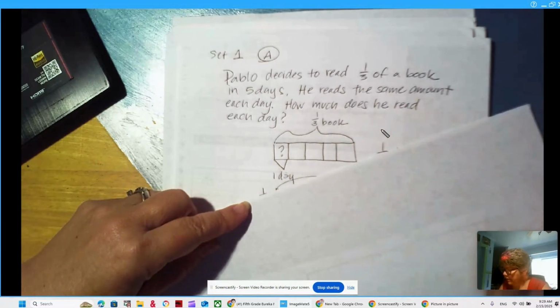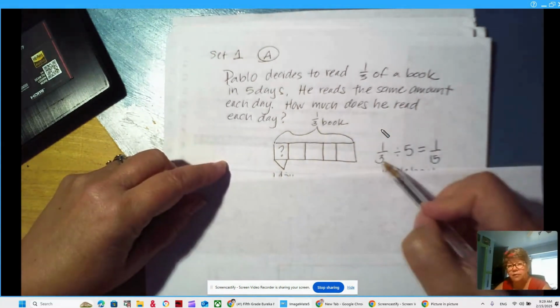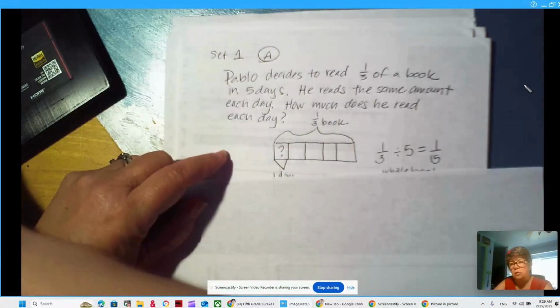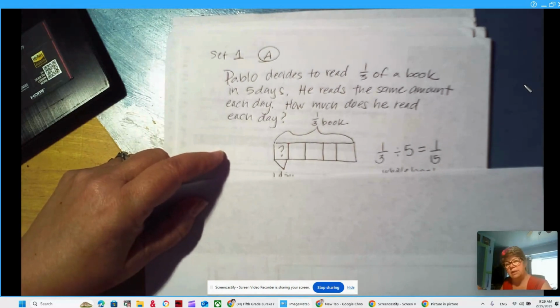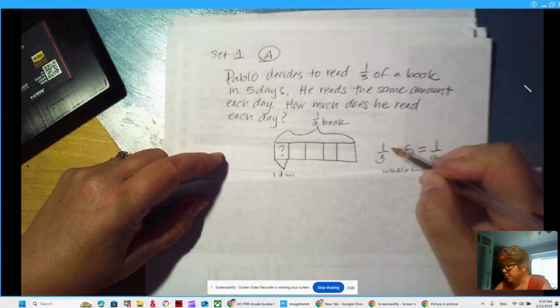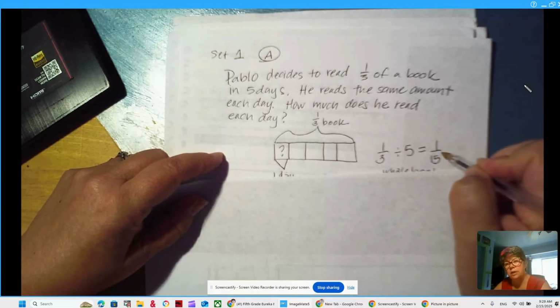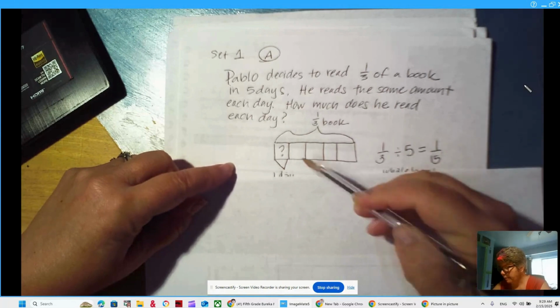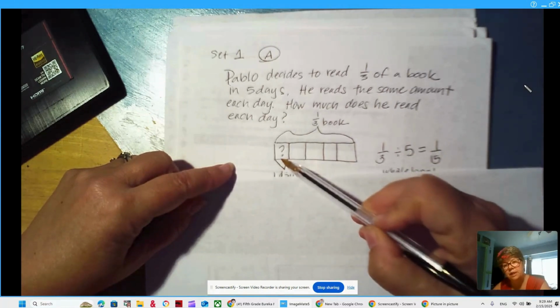Okay, now that would be one third divided by 5 because it's one third of a book broken into 5 days. And 3 times 5 is 15. If I start with a fraction, I end with a fraction when I'm dividing fractions. So my answer is going to be 1/15 is how much of a book he's going to be reading.